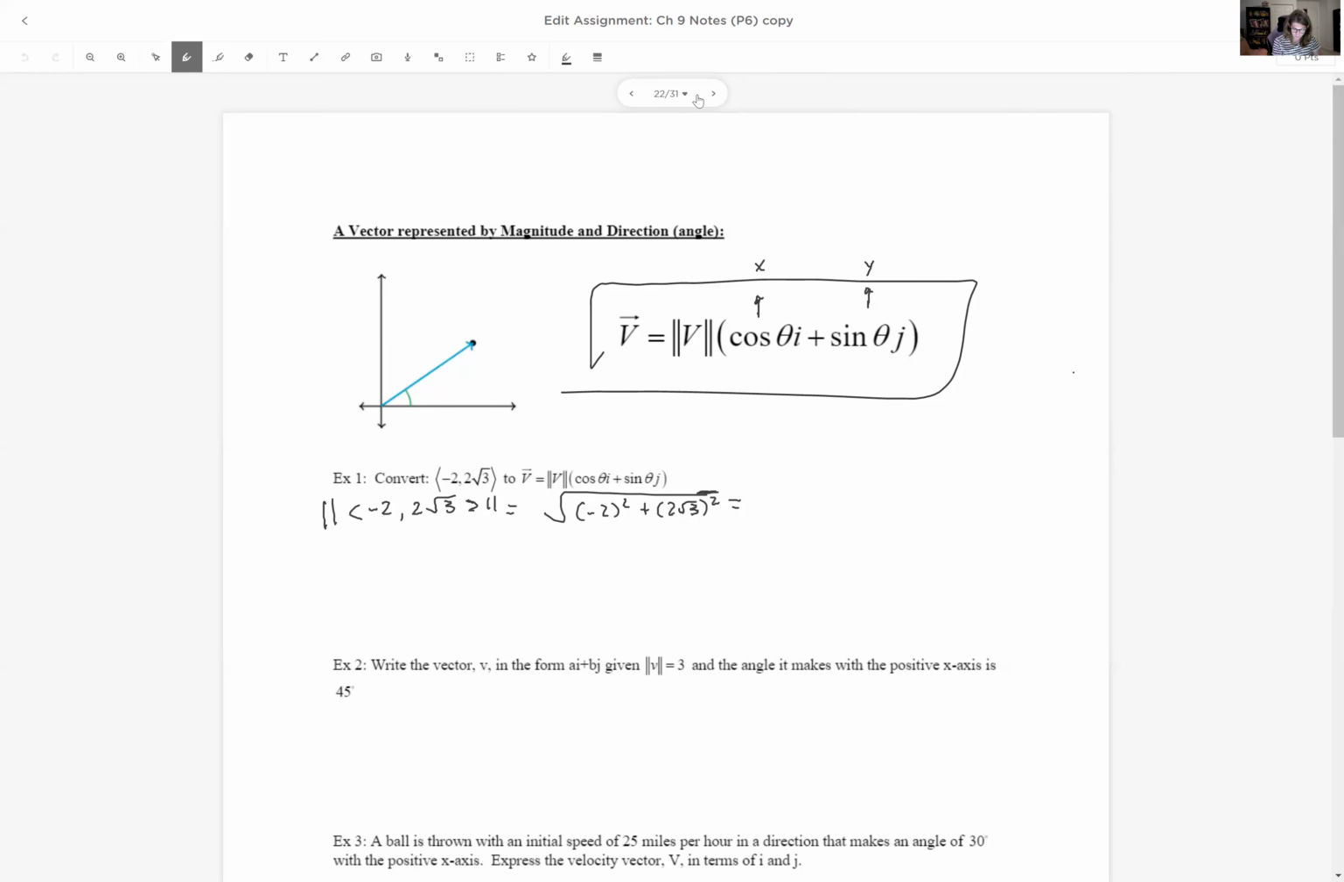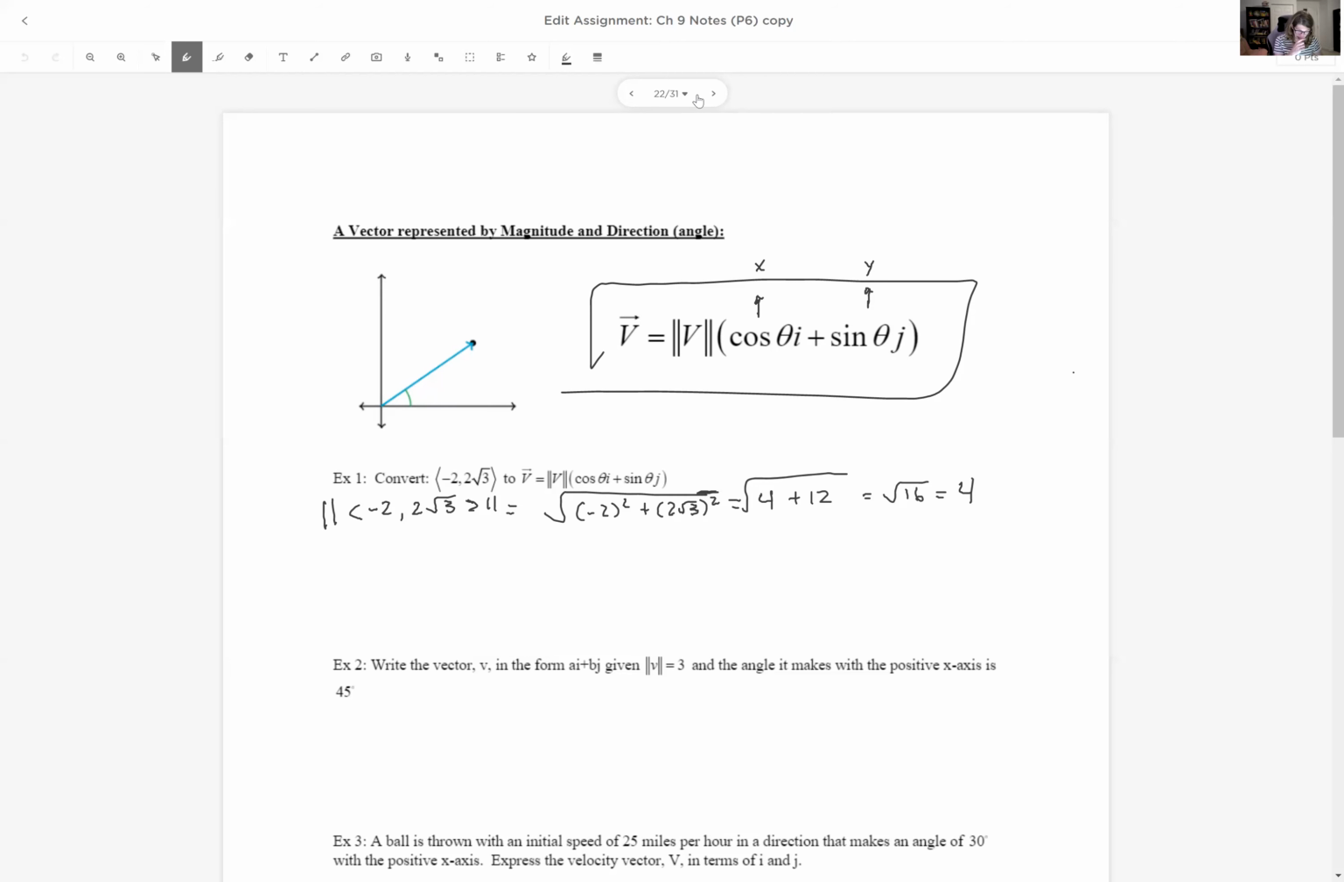-2 squared is 4. Here's where some of us have to be careful. I'm still seeing this mistake from a few people. 2 square root of 3 squared, when you do this on your calculator, it needs to be in parentheses. Some of you are just squaring the square root of 3. This would be 4 times 3, so this would be 12. If you type it in your calculator and you get 6, you're not using parentheses. So that's the square root of 16, which is 4. That's our magnitude.